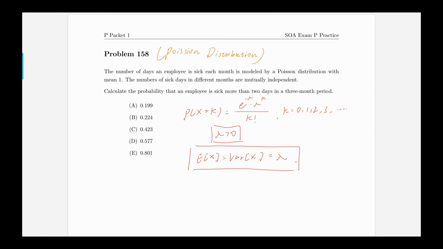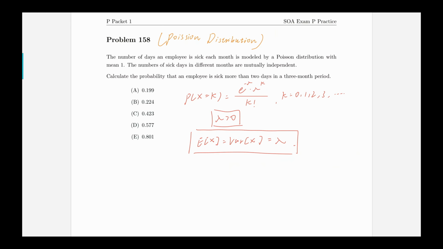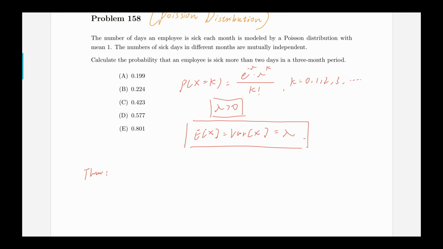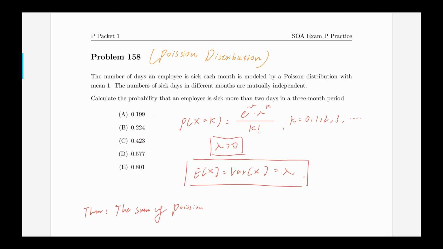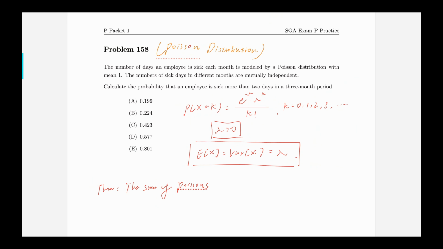Okay, so basically these are all the concepts we need to know in order to solve this question. Oh, actually, there's one more. Maybe I'm going to write it as a theorem. The sum of Poisson distributions is also Poisson.